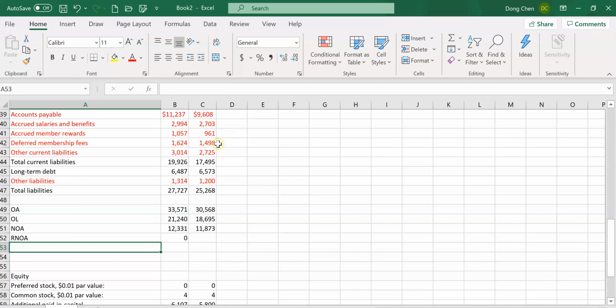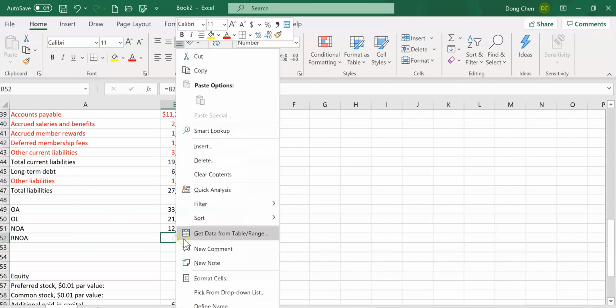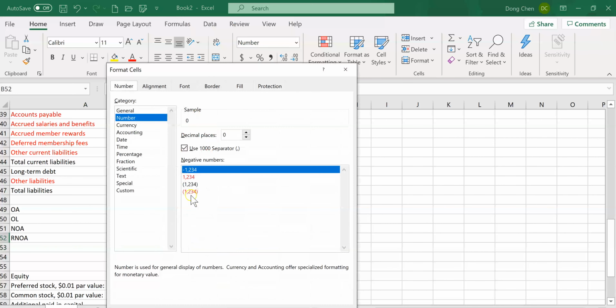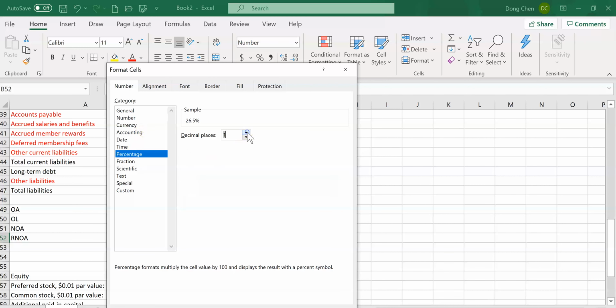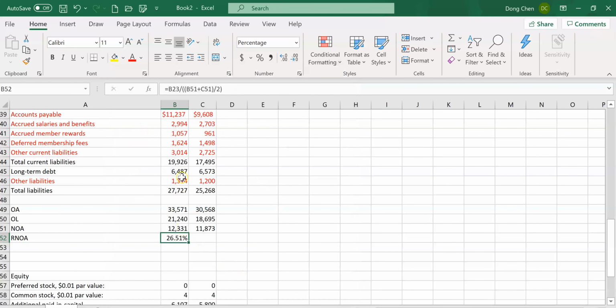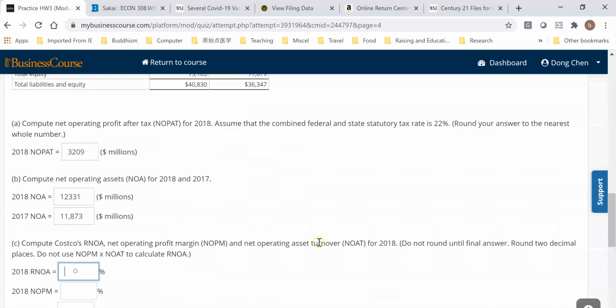So now this is 0 because I guess this is rounded to the integers. So I need to change the format to percentage term and keep 2 decimal places. So this will give me 26.51.